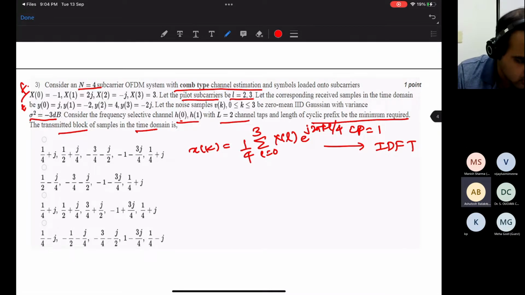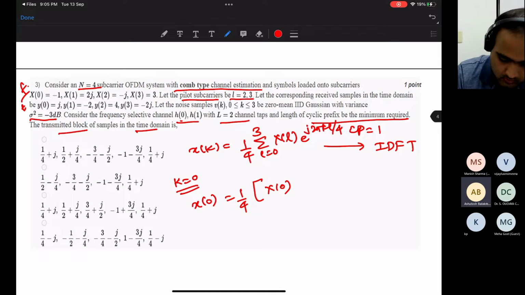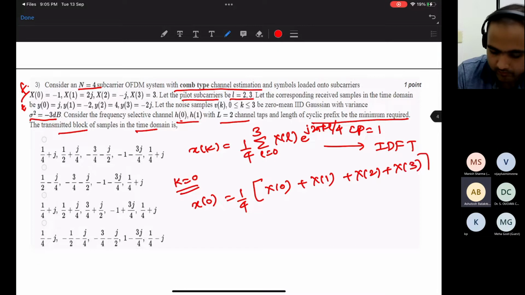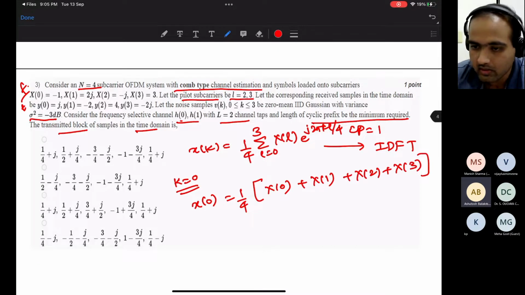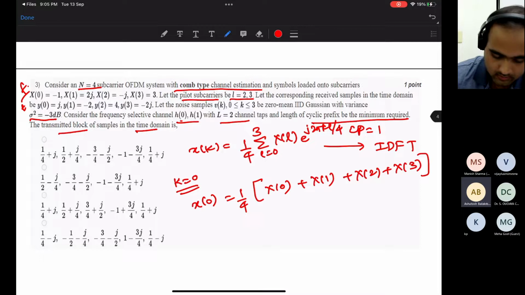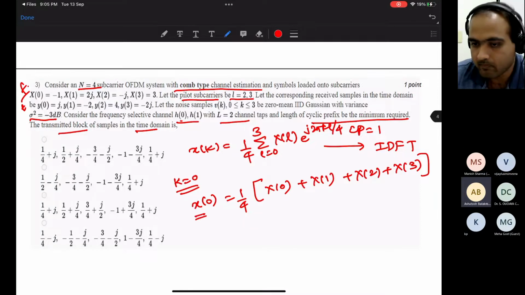So what we have, right? Let's first solve for k0. So what we'll have, x0 is 1 over 4 times x0 plus x1 plus x2 plus x3. Is anyone having any doubt why at k0, x0 is written like this?